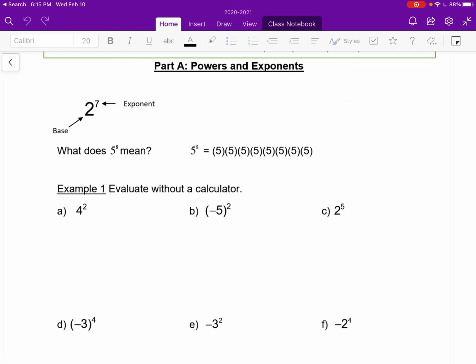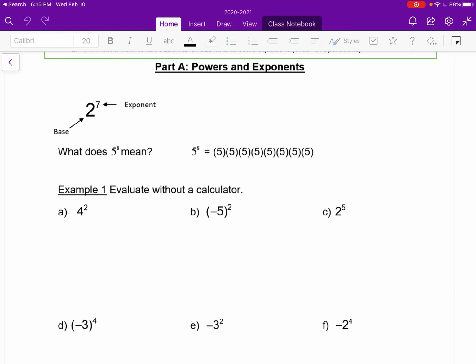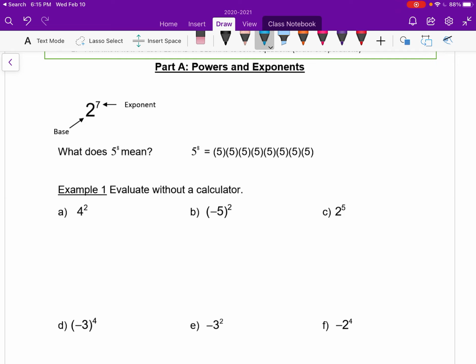So we're starting off with part A, which is powers and exponents, right? If I was to give you something like this, you would read it as 2 to the power of 7, or 2 to the exponent 7. You can call it whichever way you want. I usually say power of 7. It just really depends on which language you use. It means the same thing.